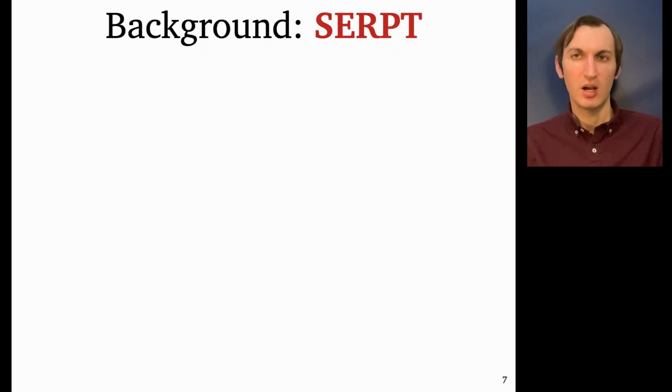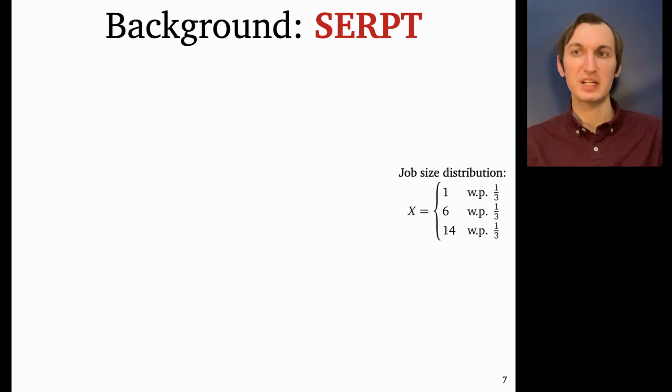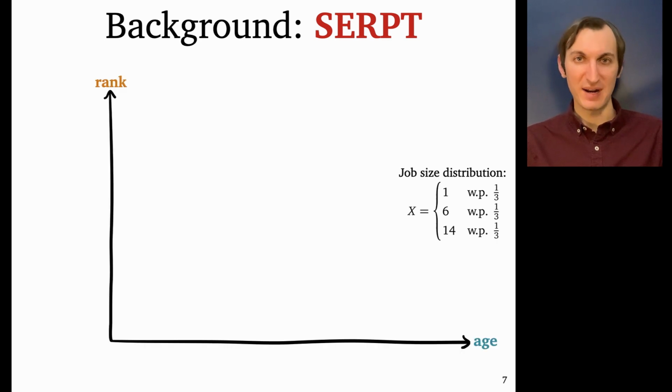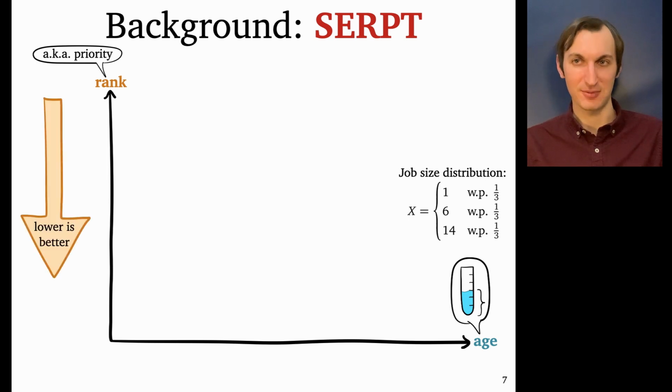So, what is SERPT? How does SERPT work? SERPT serves the job of least expected remaining size. That is, it uses the job size distribution to estimate the remaining size of each job. So let's walk through what SERPT looks like for this job size distribution, where jobs are either size 1, 6, or 14, each with equal probability. We're going to represent SERPT for this job size distribution using what's called a rank function. A rank function maps each job's age, that is the amount of time it's been served so far, the height of the water so far in the test tube, to a rank. This is a number representing a job's priority, and we're going to use the convention that lower is better.